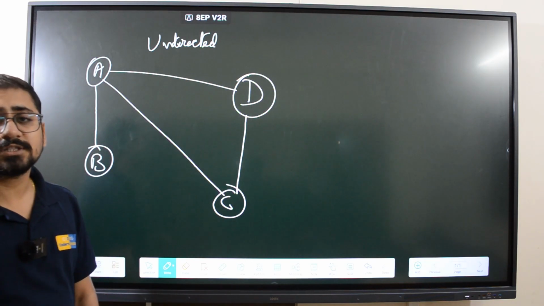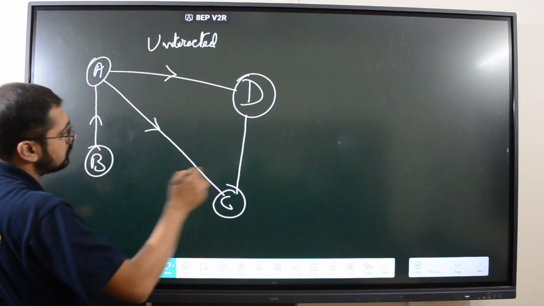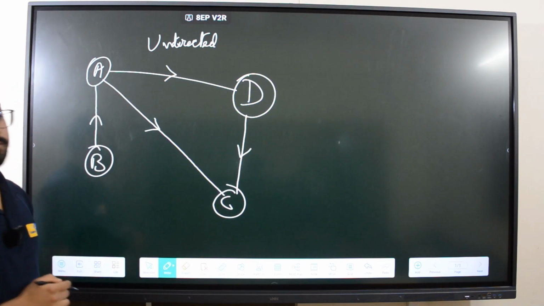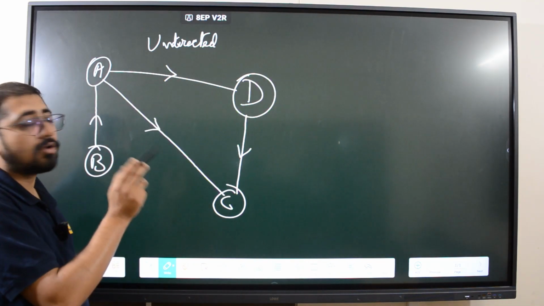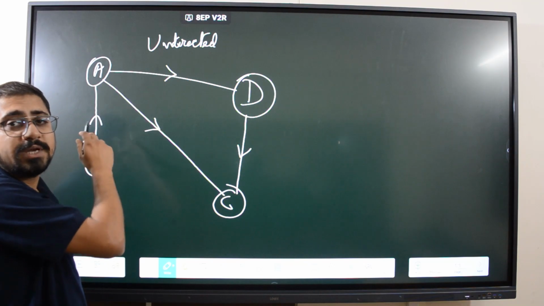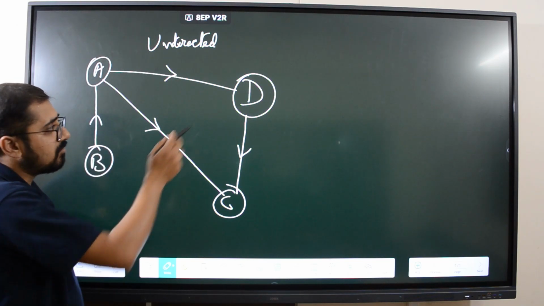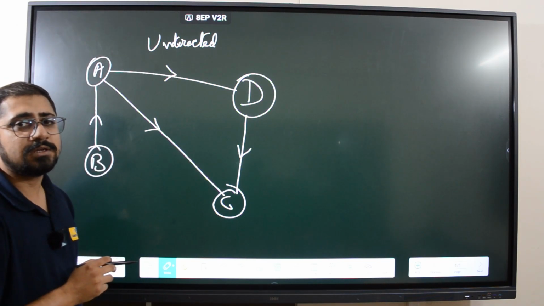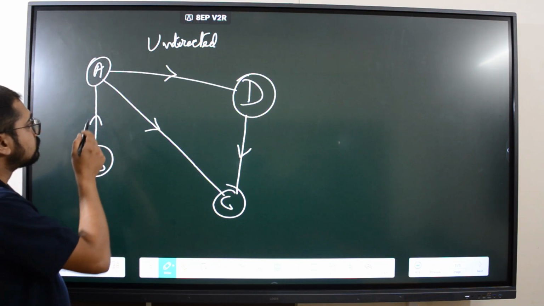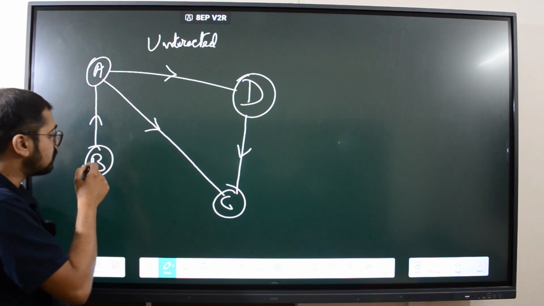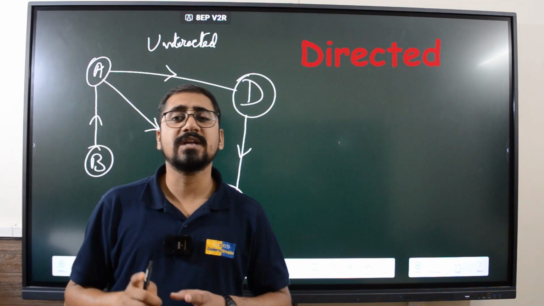Now suppose I give a direction in this graph. As I have given some directions over here, for A and D I can only go from A to D, I cannot go from D to A. Similarly for A and C I can go only from A to C but not from C to A. For D and C I can only go from D to C but not in the opposite direction. Similarly for A and B, I cannot go from A to B but I can only traverse from B to A. So this is a directed graph because the directions are given in which I can travel.